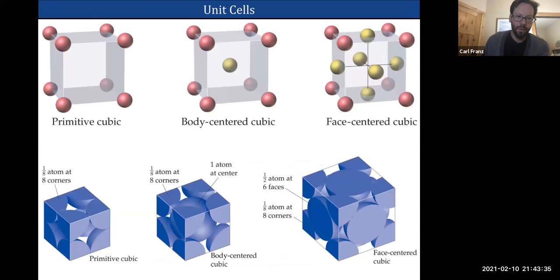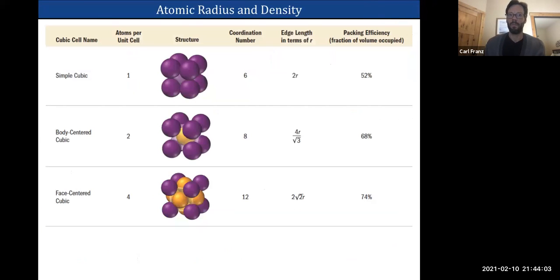And so be familiar with these different patterns, right? What does a primitive cube look like? What does a body-centered cube look like? What does a face-centered cube look like? Okay, they're different from each other, right? And based on their arrangement, they have a different number of atoms, which you'll need when we calculate the atomic radius, right? And we went into that, right? We said a simple cube is 1 atom, body-centered cube is 2 atoms, and a face-centered cube is 4 atoms.